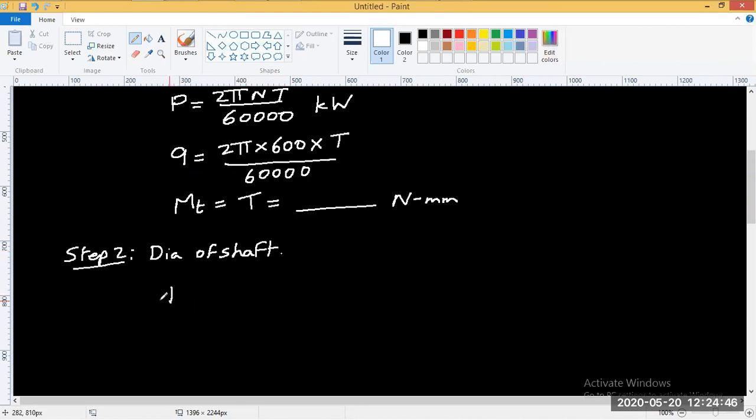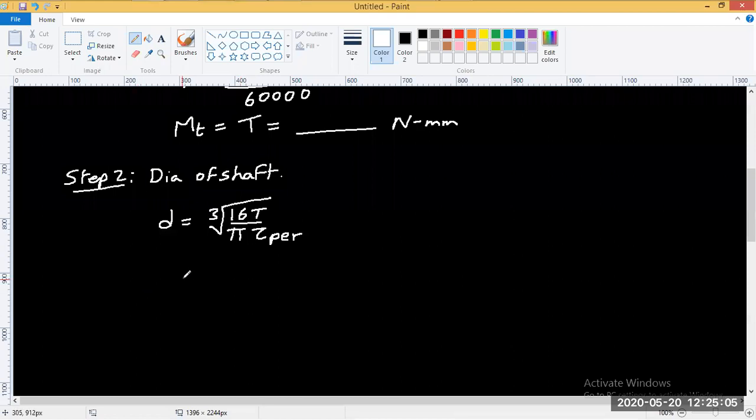We can find this with the equation D equal to cube root of 16T over pi tau permissible. This can be found in any data book, but I prefer you memorize this. So this is again cube root of 16 times torque. Anybody found the torque?